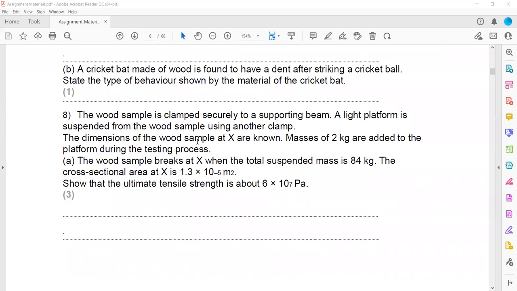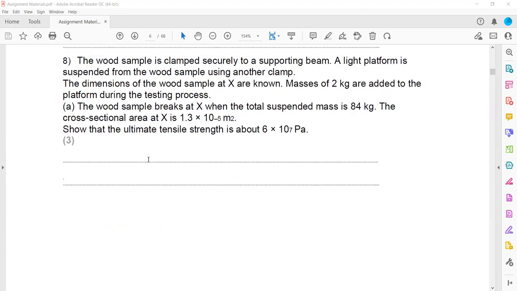A cricket bat made of wood is found to have a dent after striking a cricket ball. What type of behavior is shown by the material of the cricket bat? When the ball strikes the bat, the bat changes its structure or shape. We call that plastic deformation, or plastic behavior: it deforms and does not return to the same original position. If it was elastic, then it would return to the same original position.